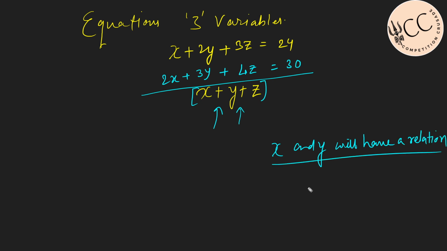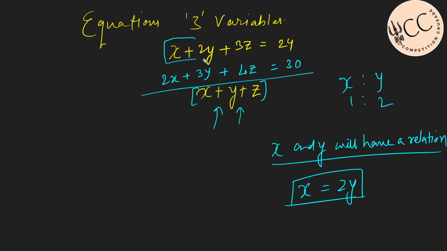If x and y have a relation, suppose x is equal to 2y, this is given. Typically this will never be given in this form, it will be like x is to y, 1 is to 2, or something of this sort. So when x and y have a relation, the entire three-variable nonsense is going to get broken down to just two variables. So x can be replaced by 2y: 2y plus 2y plus 3z is equal to 24. So this basically is 4y plus 3z is equal to 24, and this again gets broken.